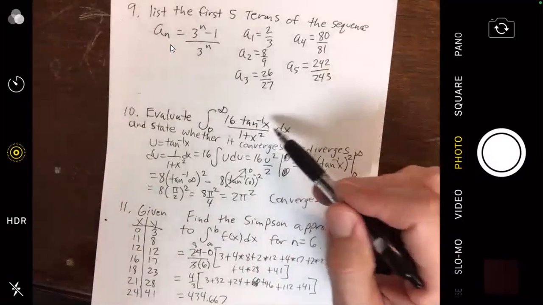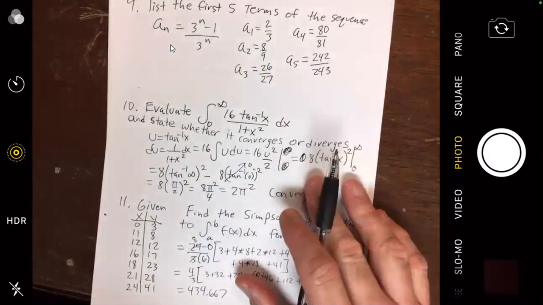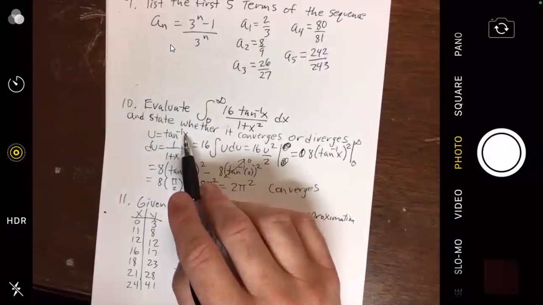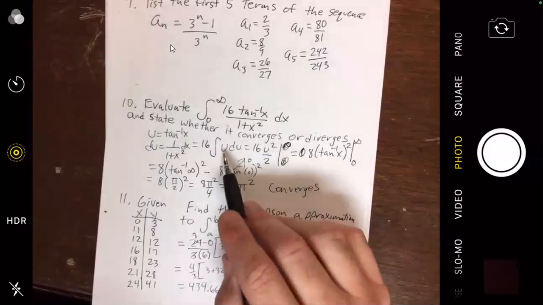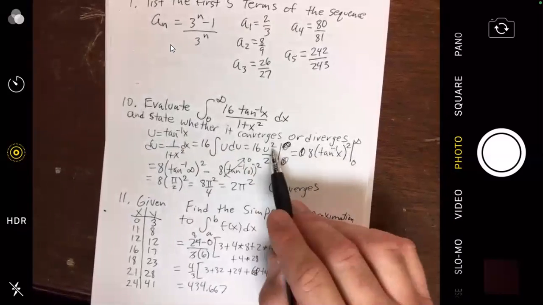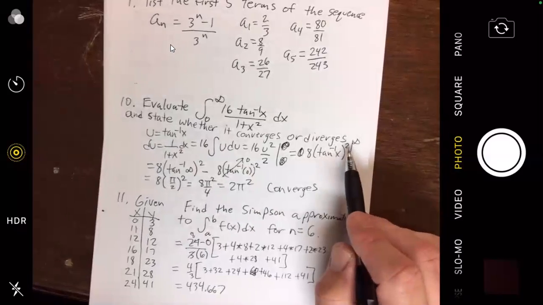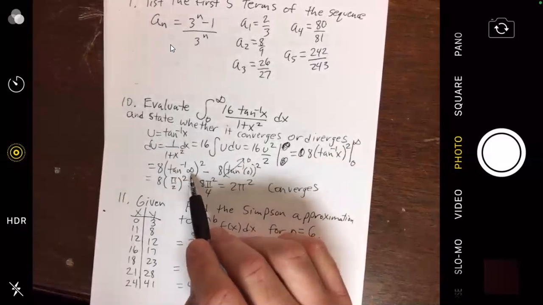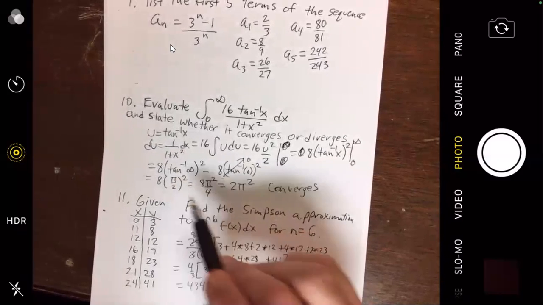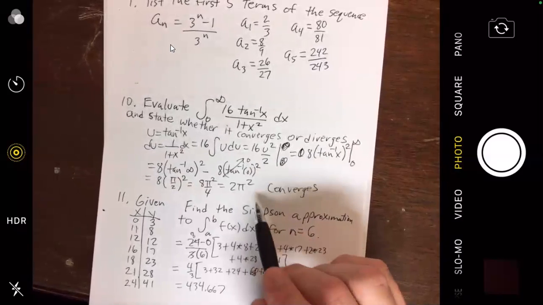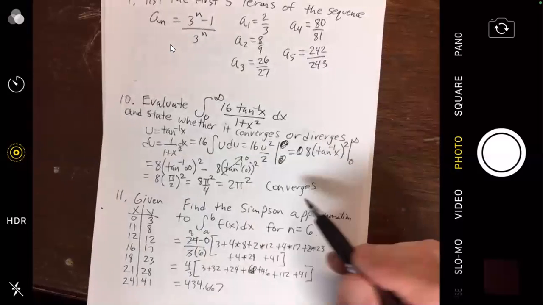Evaluate this, this is a u du integral. Again, we're taking that to infinity, see if it converges or diverges. And so make your u arctangent. Derivative is 1 over 1 plus x squared. So it winds up being a 16 integral of u, which is 16 u squared over 2, which is 8 arctangent of x squared. Plug in infinity, 8 arctangent of infinity squared. Arctangent of infinity was pi over 2, if you remember that. Arctangent of 0 is 0. So I wind up with 8 pi squared over 4, 2 pi squared, and that's finite, it converges.